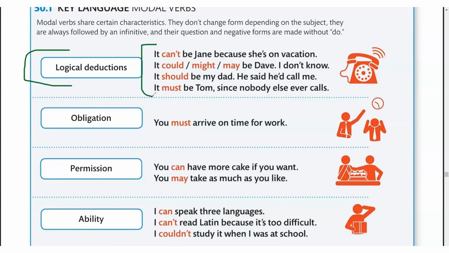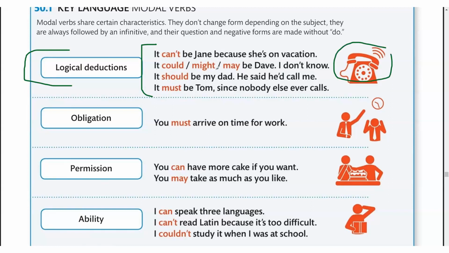It can't be Jane because she's on vacation. It could, or it might, or it may be Dave. I don't know. It should be my dad. He said he'd call me. It must be Tom since nobody else ever calls. So that's if the phone rings, you can make these deductions.